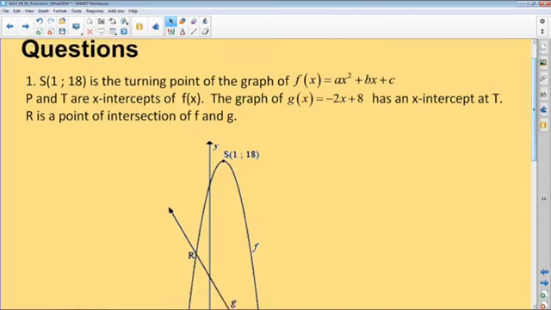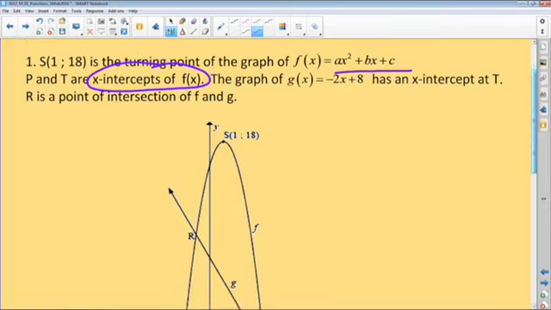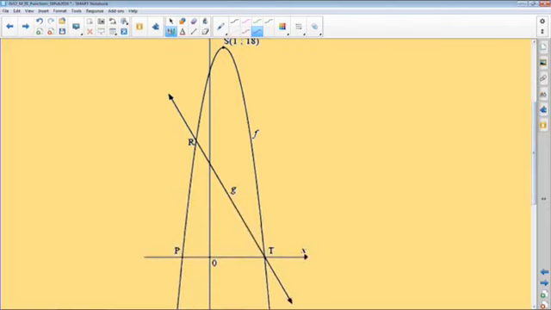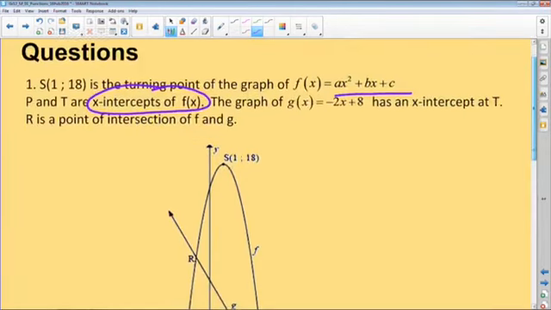They gave us the turning point is S, and that's the point (1; 18). They gave you that it is a parabola with the equation f of x is equal to ax squared plus bx plus c. In other words, at this point, we don't know what the values of a, b, and c are. They tell you that P and T are the x-intercepts of f of x. So if I go to my graph, what they say there needs to correspond. I can see, yes, P and T are cutting the x-axis. So those are the x-intercepts of the quadratic function, or the parabola.